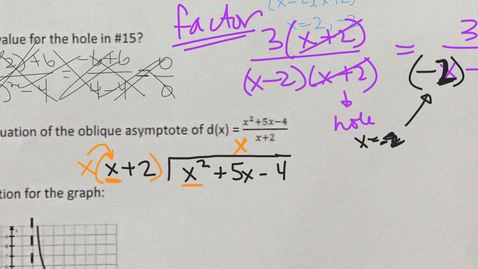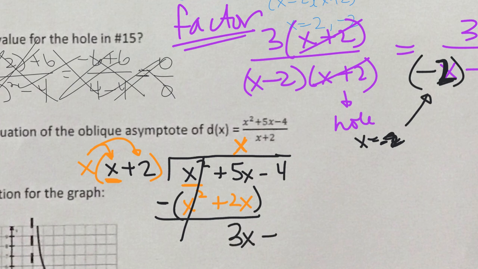And now I multiply. That gives me x squared plus 2x. Now I have to subtract, right? I'm going to subtract because that's what the algorithm says for long division, is you subtract the bottom from the top. So x squared minus x squared, well, that's 0. But then what is 5x minus 2x? 5x minus 2x is 3x. And we drop down that minus 4.